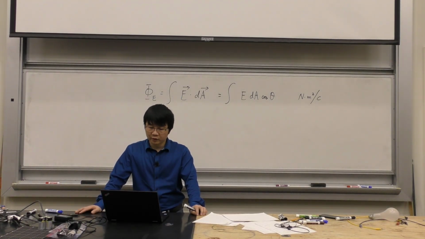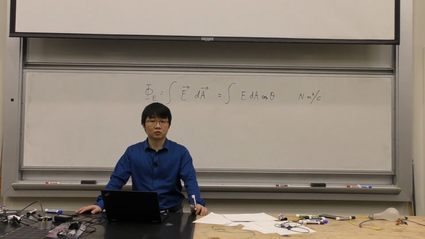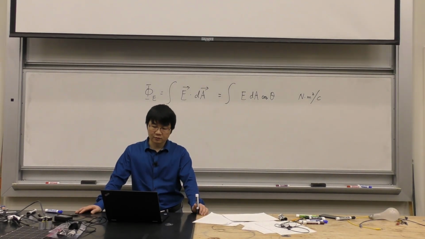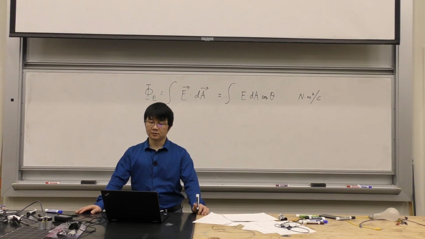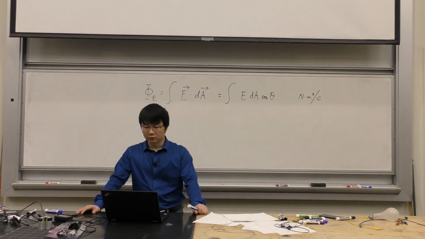Okay, now we're gonna derive Gauss's law. So Gauss's law is an alternative to Coulomb's law, as I said. They're totally equivalent. You can think of Gauss's law as a conclusion of Coulomb's law, or you can think of Coulomb's law as a conclusion of Gauss's law. It's a different way to express the relationship between the electric charge and electric field.